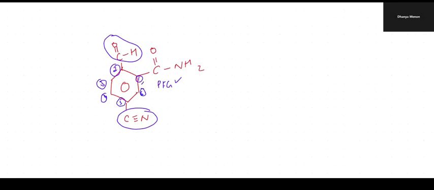But the naming is according to the alphabetical order. When the cyanide is the substituent, it is cyano. When aldehyde is the substituent, and the carbon of the aldehyde is not given any number, it is called formyl. So 5 cyano, 2 formyl, benzene with amide, benzamide.